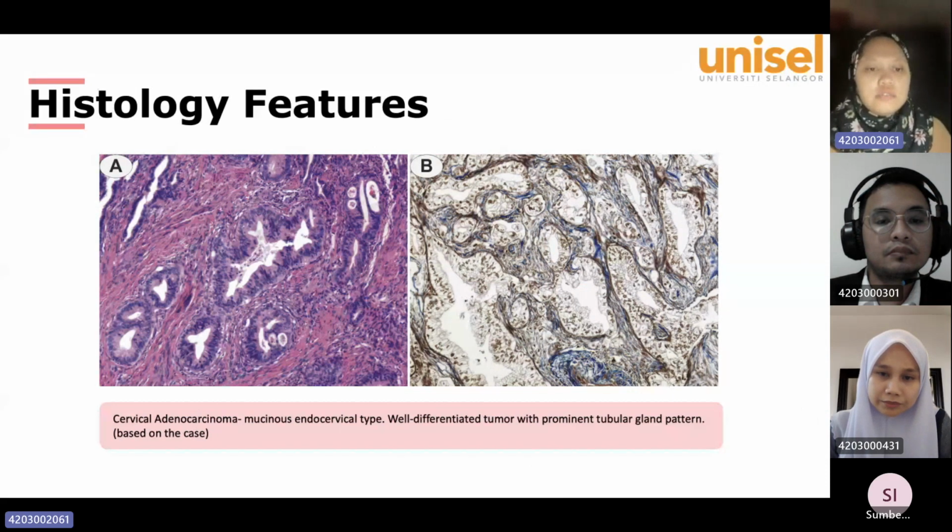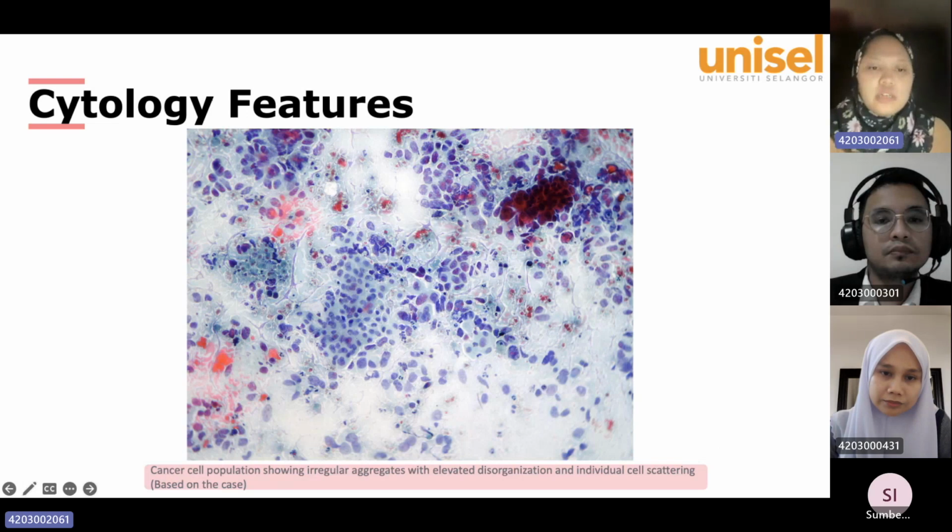As you can see, the cervical adenocarcinoma is a mucinous endocervical type. Here you can see a well-differentiated tumor with a prominent tubular gland pattern. All right. So next, move to the cytology features. As you can see here, the cancer cell population shows irregular aggregates with elevated disorganization and individual cell scattering. So these are the cells that are aggregated and scattered around.